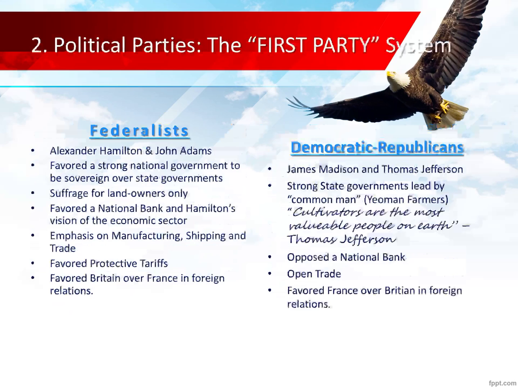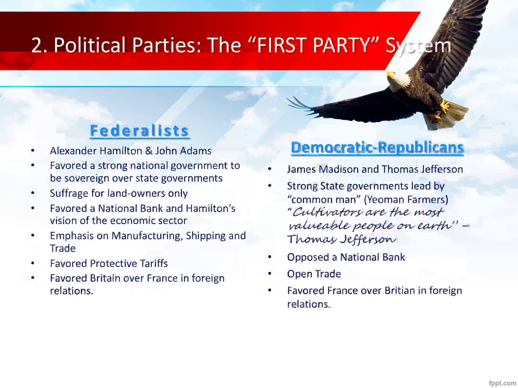They favored a strong national government to be over top state governments, or sovereign over the state governments. They wanted suffrage for landowners only. Suffrage is the right to vote. They favored a national bank and Hamilton's vision of the economic sector. They wanted to favor urban jobs, the bringing in of industrialization, factories, those kind of things. They wanted an emphasis on manufacturing, shipping, and trade.